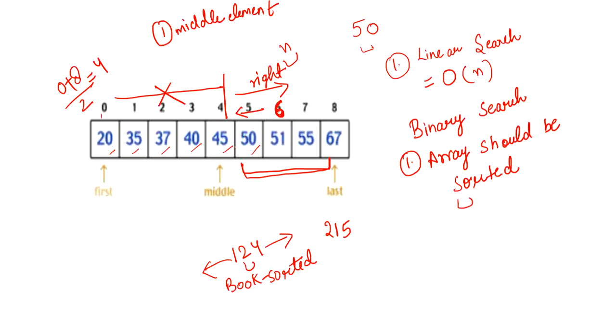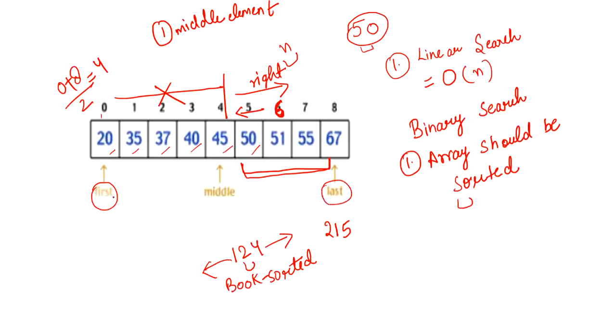So 50 is equal to 50, the condition is true, so 50 is present in our array at a particular index, which we will mention in the solution, right? We keep dividing our array until we get the element we are searching for, or until we have gone through the whole array. For this we maintain two pointers, first and last.